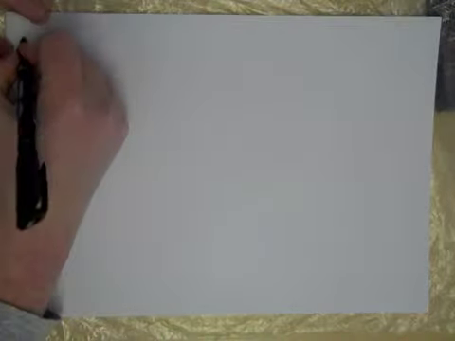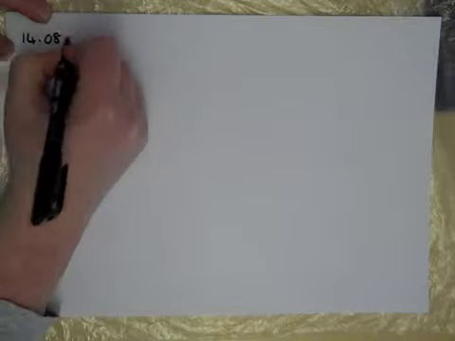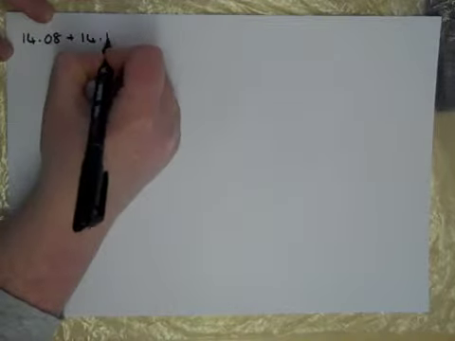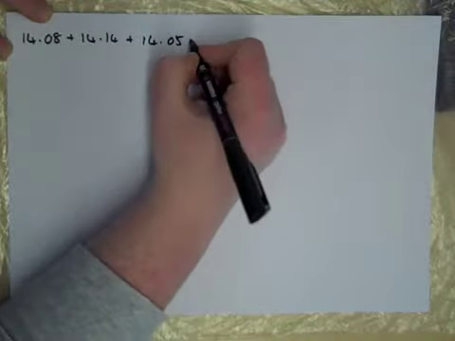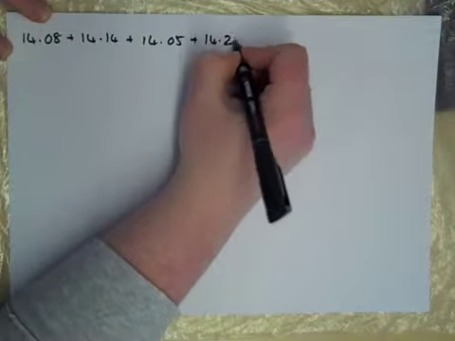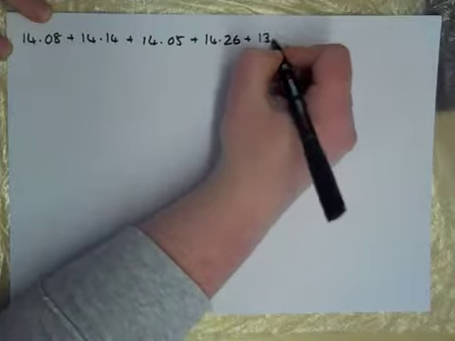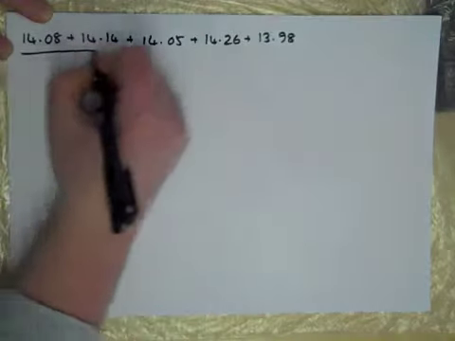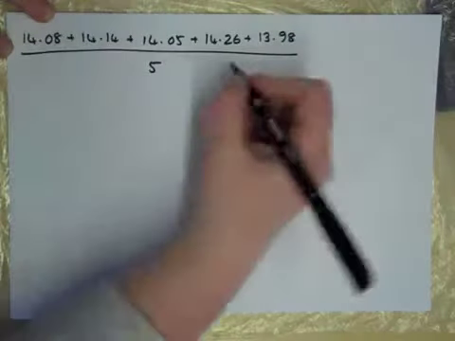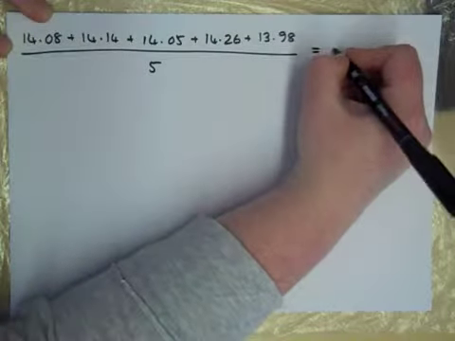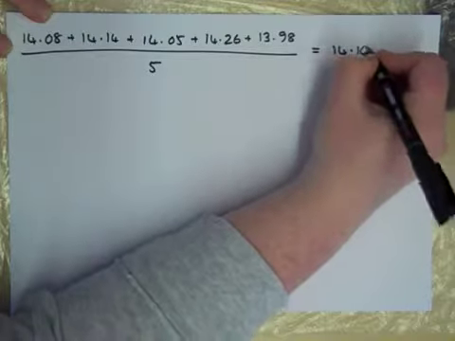for the volume of water displaced, and they're 14.08, 14.14, 14.05, 14.26 and 13.98, and we have 5 values. So the mean of this is adding them all up and dividing them by the number of values, which is 14.10 litres.